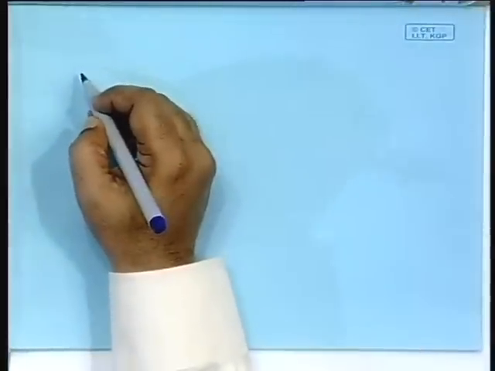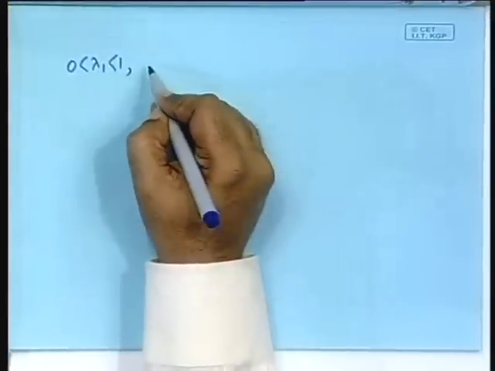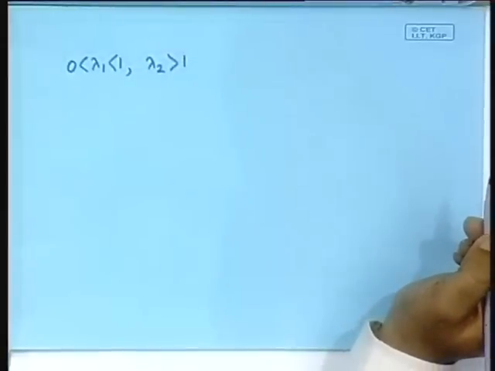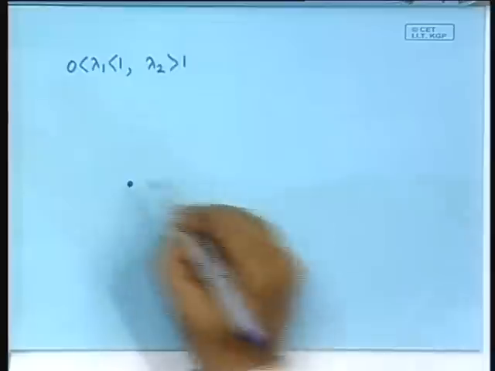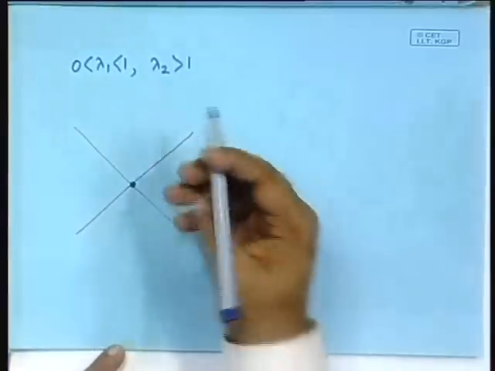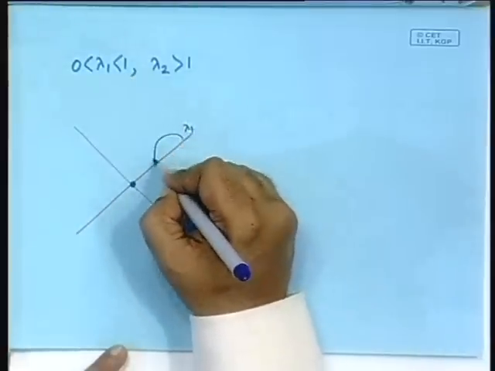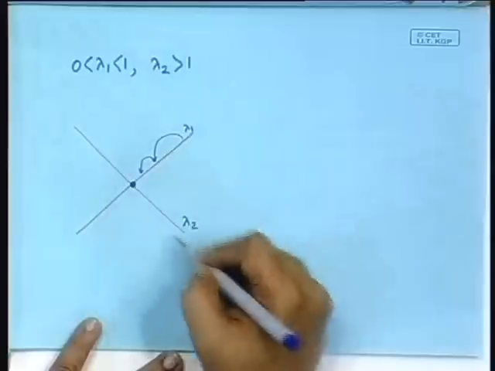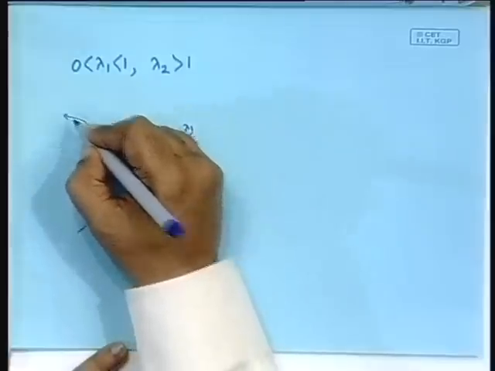If you have a situation where... then it will no longer remain an attractor, okay. Its behavior will become like so. Along the direction of lambda 1, there will be another direction of lambda 2. Along the direction of lambda 1, it will be converging, so on and so forth. But along the direction lambda 2, the eigen direction associated with lambda 2, it will go out.